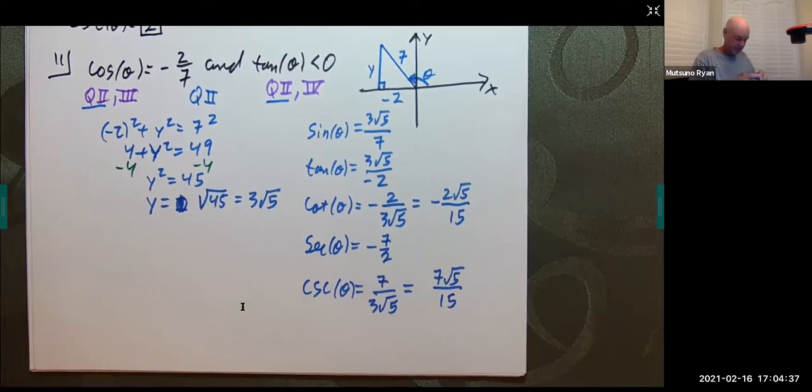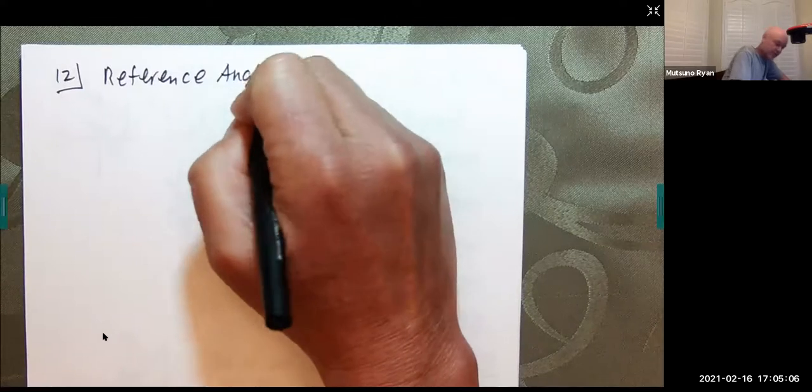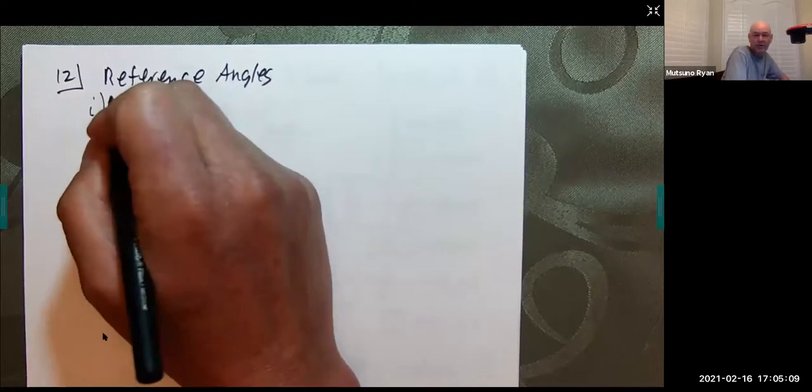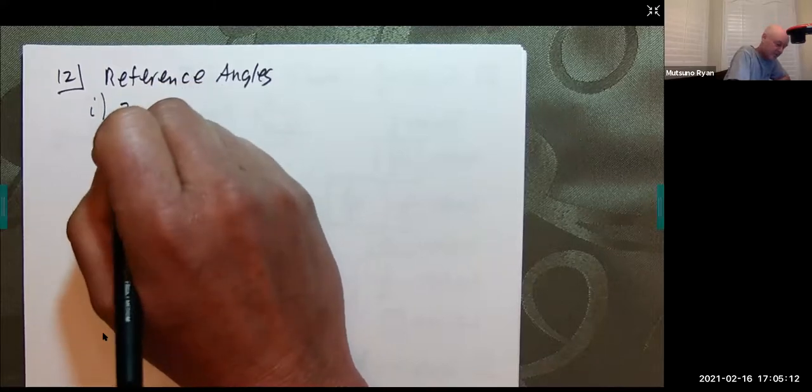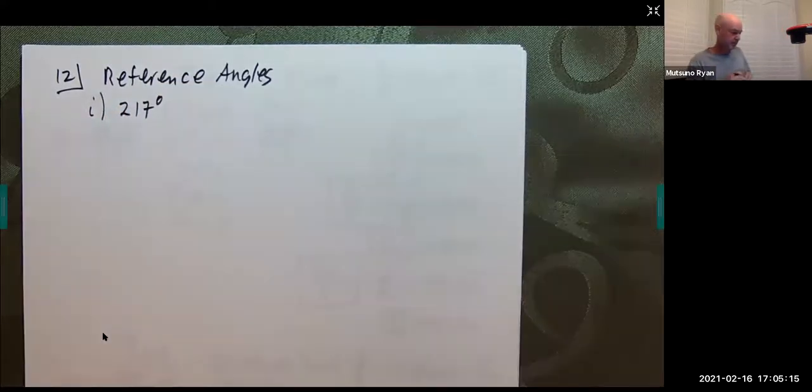All right, next up, number 12. So I can use the back of this one. I can. So we are there. Number 12. We're looking for reference angles. There's 3 parts to this one. Part 1, we want to find the reference angle of 217 degrees. 217 degrees is in quadrant 3.